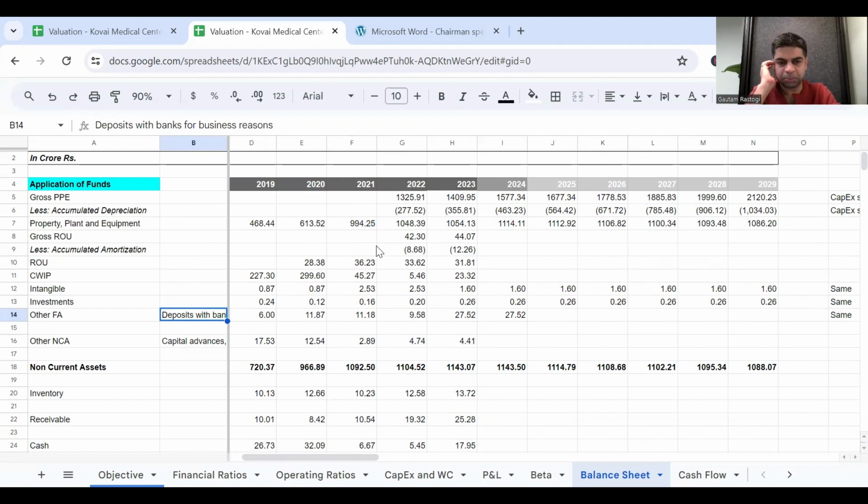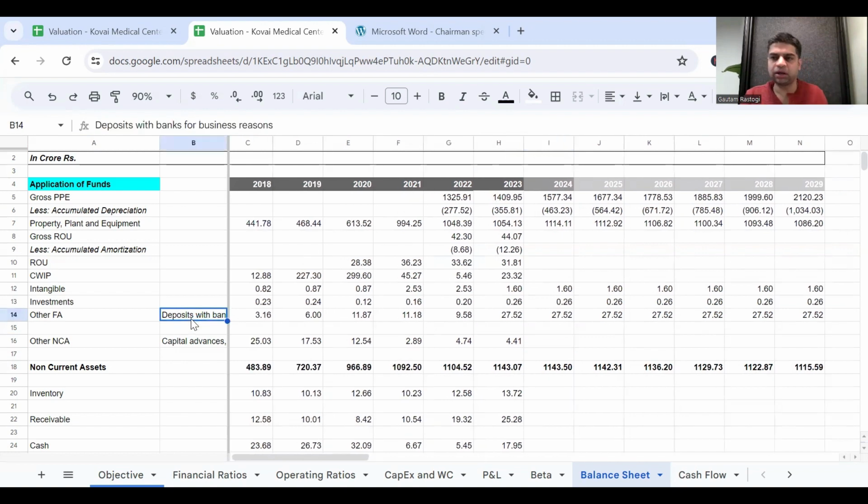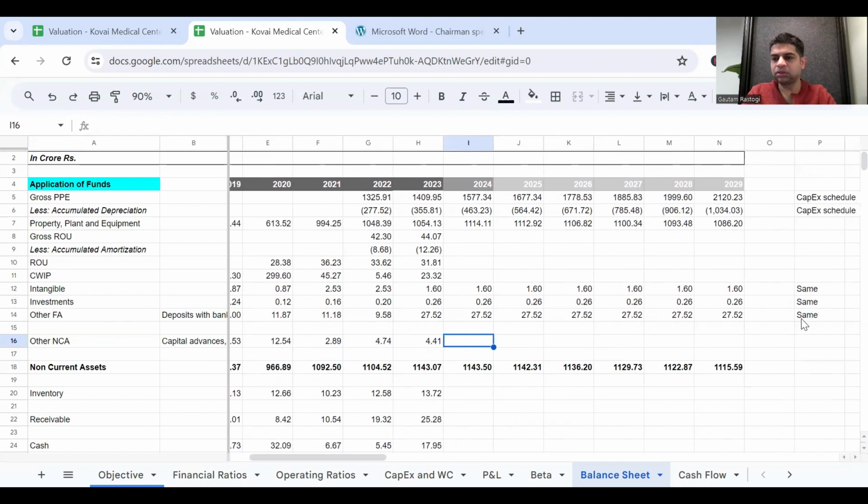These are deposits for business reasons, and as I mentioned in the financial statement analysis video, they constructed this medical college. It's affiliated with MGR University, which is in Chennai. They had to make a deposit for that affiliation, so this may increase slightly, or it may stay the same. But for now, we're assuming it's the same. And obviously there are other deposits, not only the deposit with MGR, for other business reasons as well. Now, other non-current assets is a very small number, so I would assume that this stays the same.